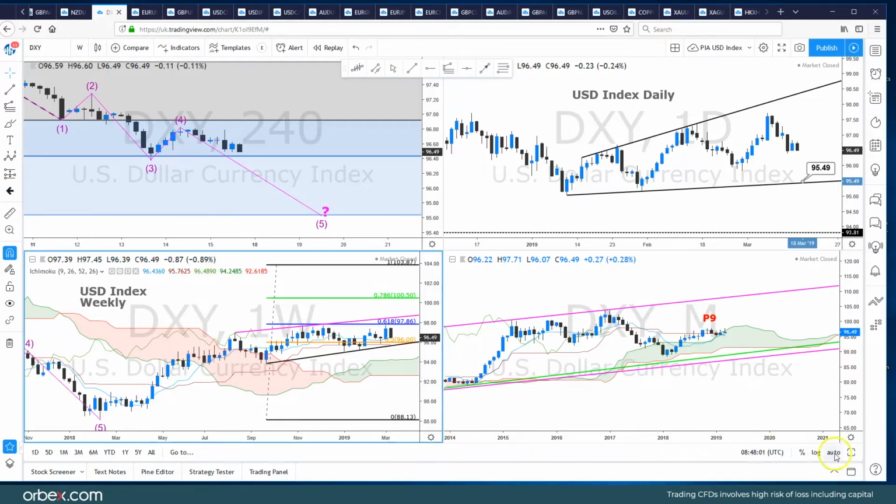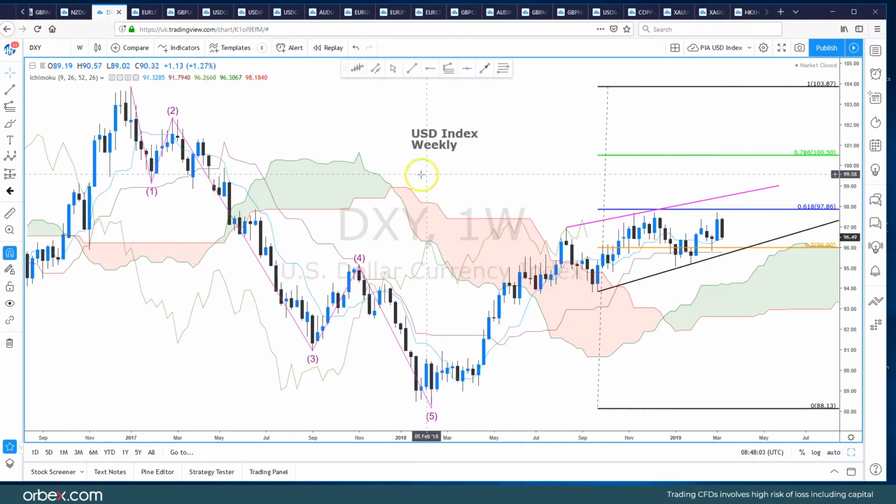If we go to the weekly chart, we can see an impulse move to the downside, 1, 2, 3, 4, 5, Elliott wave. Corrective choppy move higher, looks like an ending wedge pattern. We've got a 61.8% extension level at 97.86. We did make a higher high. We did post an inside week last week. Now that does show an element of indecision. However, the ending wedge formation and the 61.8% Fibonacci offer that bearish bias.